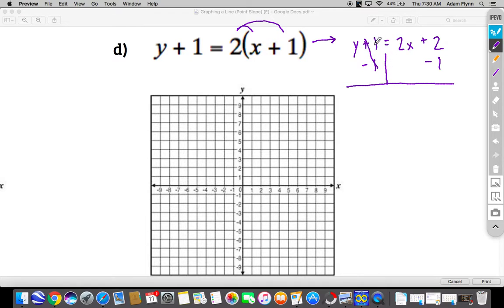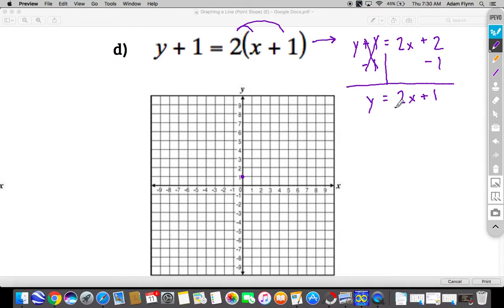1 minus 1 is 0. Hope you get that right. And on the right side, I'm left with 2x, and positive 2 minus 1 is positive 1. So I'll start at my y-intercept, which is 1.